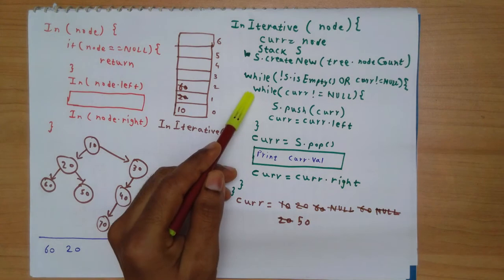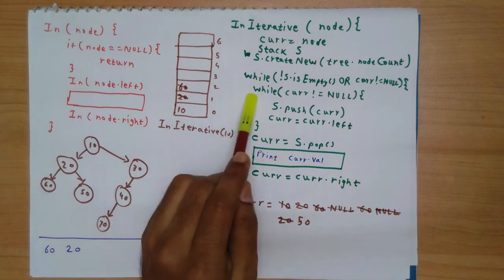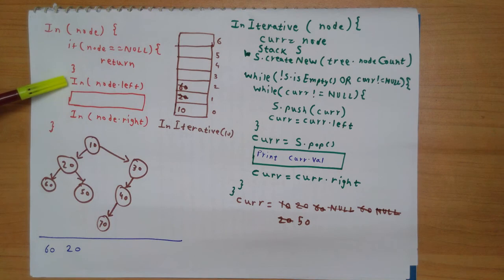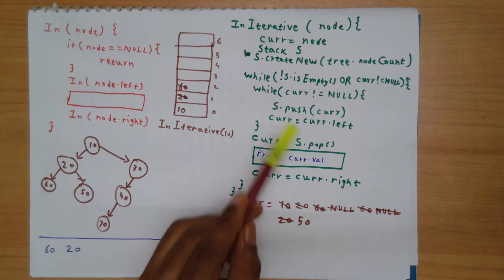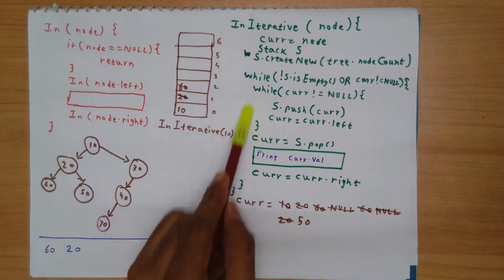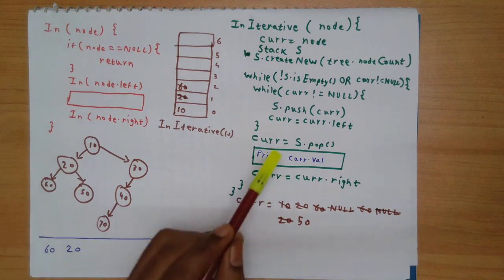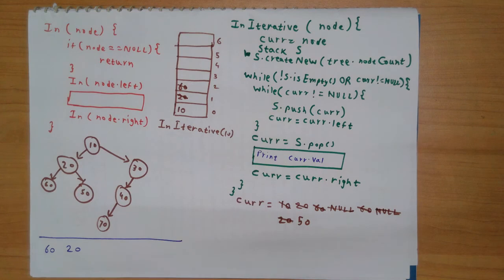So I come inside my while loop and ask the question, is my current null? It's not null, it is pointing to 20. In that case, now I have to go and do the in-order traversal for the left subtree. And for doing that, I have to remember this node 50. So that's why I have this while loop. I have to remember not just node 50, but every node along the leftmost branch. So I will go and push 50 onto the stack.